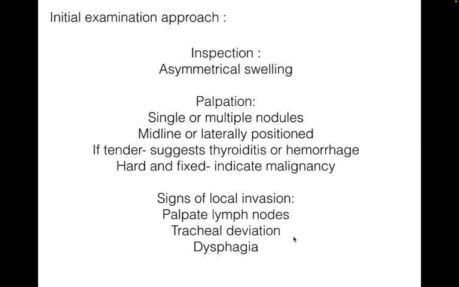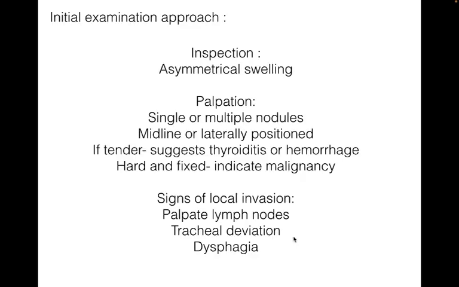Now, the initial investigation of how a doctor is going to proceed with a suspected case of thyroid carcinoma is going to start off with inspection, upon which the doctor is going to see asymmetrical swelling. The second step includes palpation, upon which single or multiple nodules can be felt on the neck, which may be midline or laterally positioned. Usually, confirmation of whether or not a nodule is malignant or benign, whether or not it is a cancer, is done with the help of investigations. But sometimes, just upon examining, you can rule out whether or not it is a malignancy.